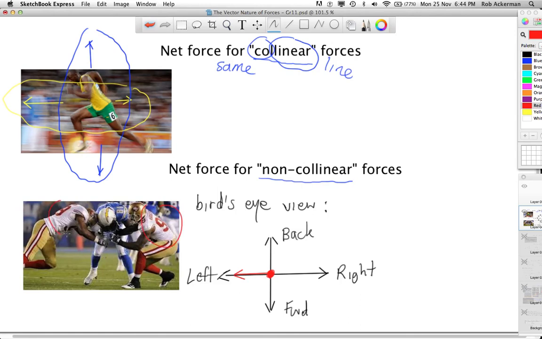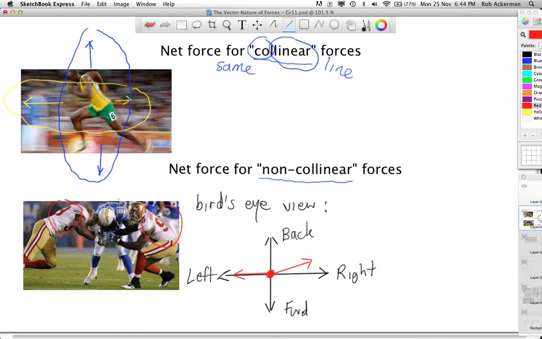But what's this guy here? I don't know if that looks like an 8 or something. Number 8 is pushing to the right, but it looks to me like he's also pushing backward a little bit. So I'm going to draw a force that's a little bit back and to our right, like this.